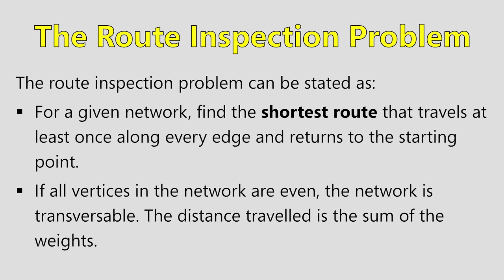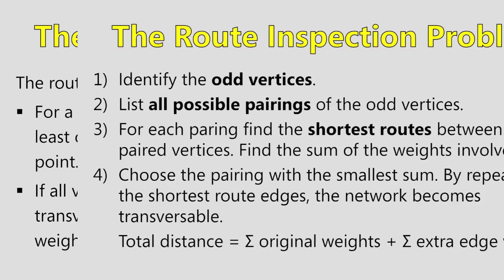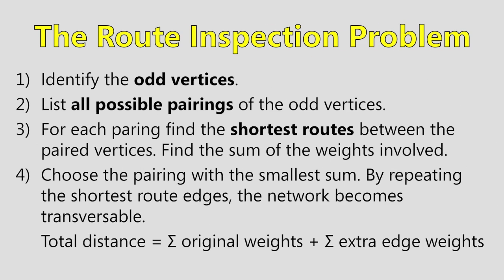So imagine you have a park. This is a nice question. You have a park with loads of paths, and you want to inspect it for litter, and you only want to go along each path once. How do you do it, really? And this is how.